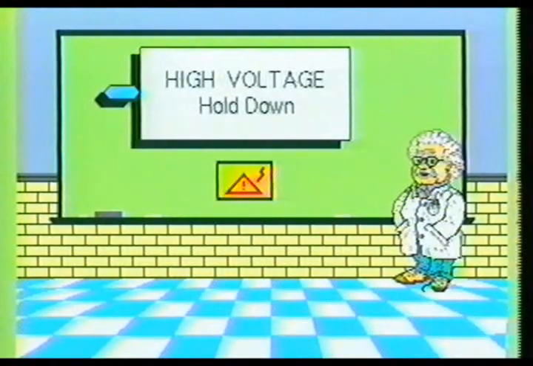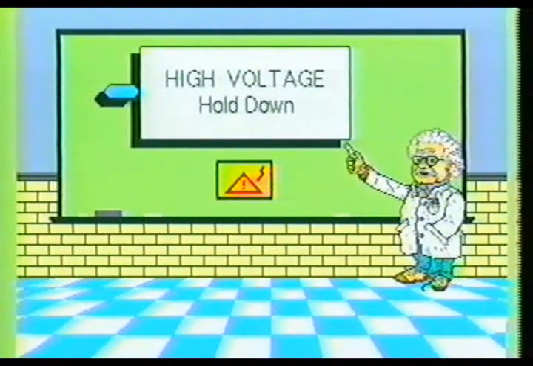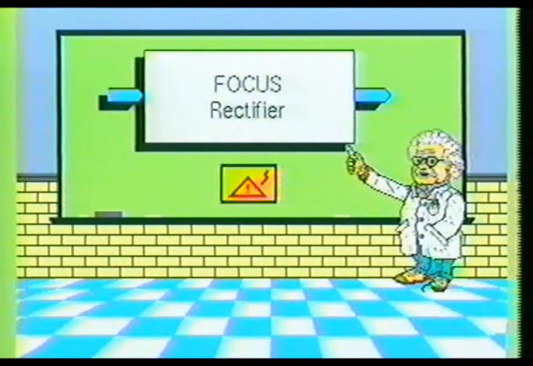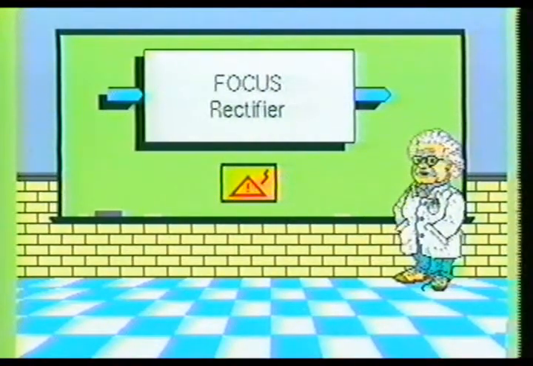The high-voltage hold-down stage is responsible for reducing the high-voltage output in the event that a malfunction occurs in one of the high-voltage stages, which would result in the anode voltage becoming excessive. The focus rectifier stage is commonly found in older television receivers. This stage is used to keep the electron beams being emitted by the CRT guns from spreading and causing the picture to look out of focus.